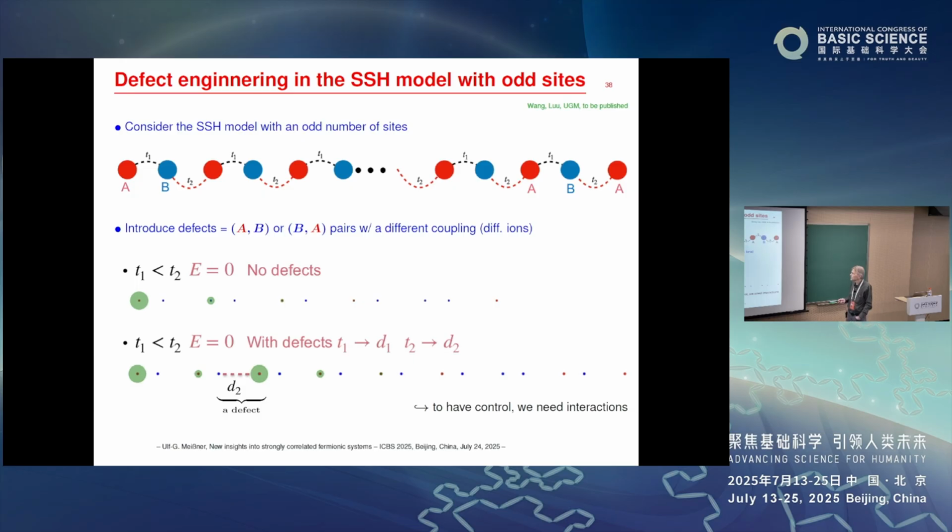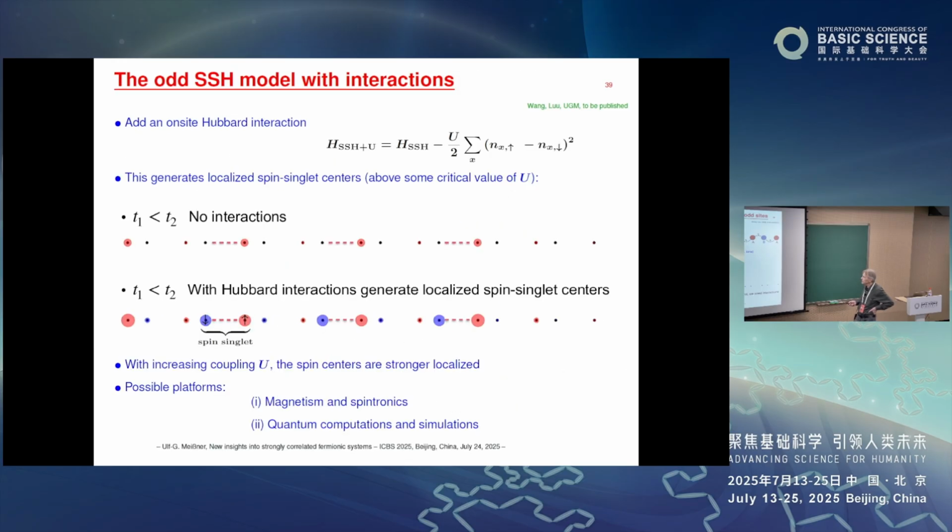And now what you can do, you can add defects. So you introduce defects, which means you change the strengths of the coupling between the ions either in the AB or in the BA system. For example, you have this energy 0 state with no defects looks like this, but now you can change this T2 to some defect by just adding some ion which has a different coupling, which you call D2, and then you see that you suddenly get different types of localizations. But to control them, you need interactions, and I'll show you how to do this.